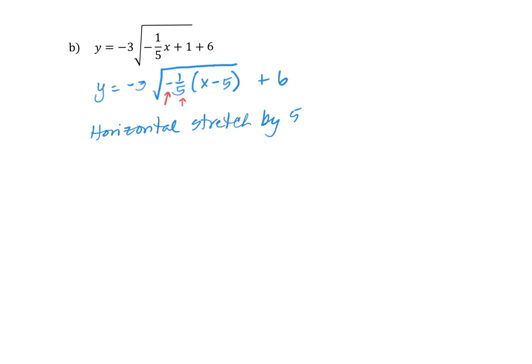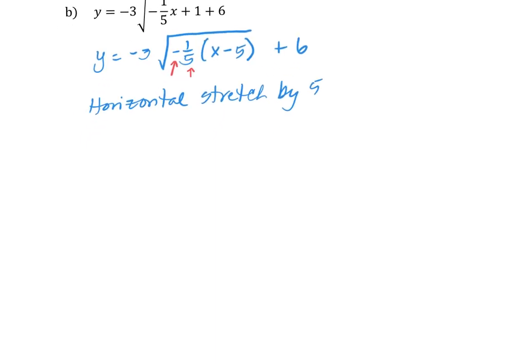Let's see, the next thing I want to look at is that negative in front of the 1/5. Remember that negative would be a reflection across the y-axis. So we're going to reflect across the y-axis. Now I'm getting super lazy. I didn't even put a "the" in there.